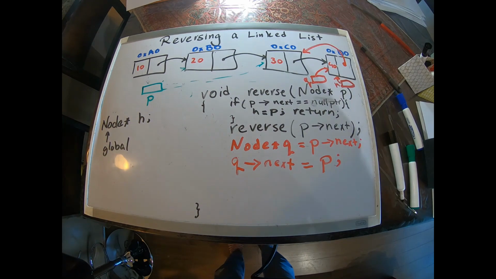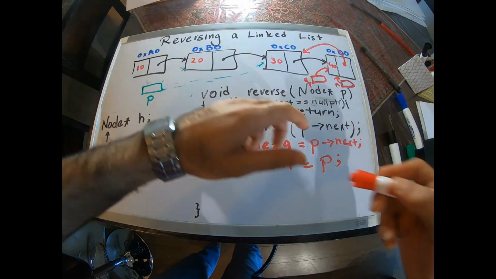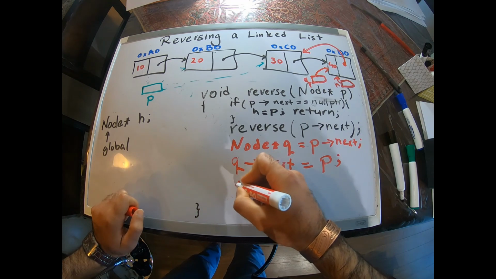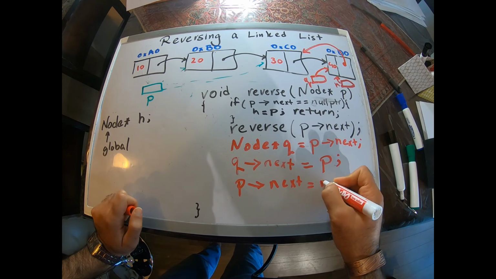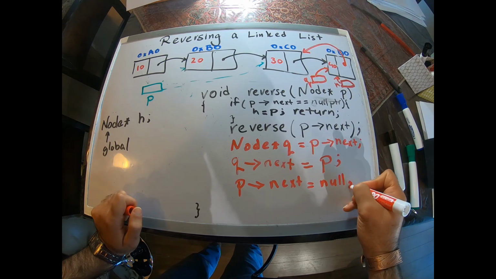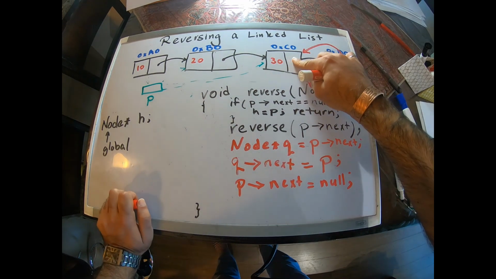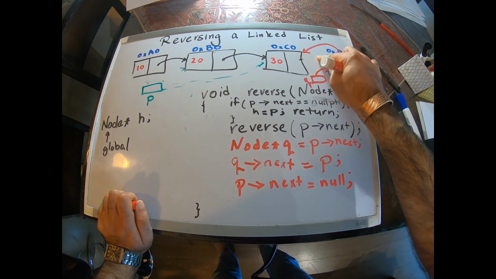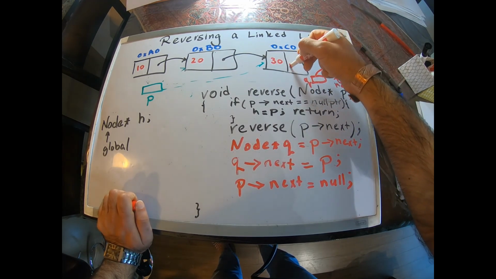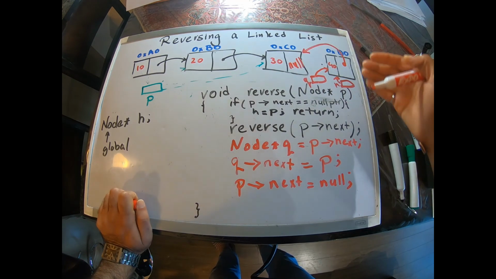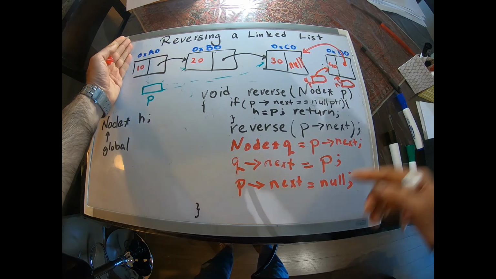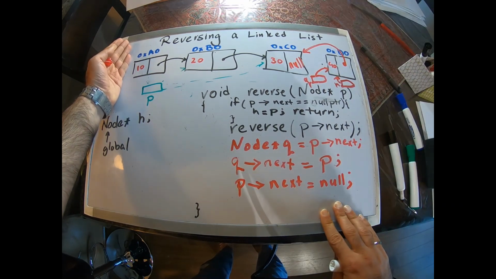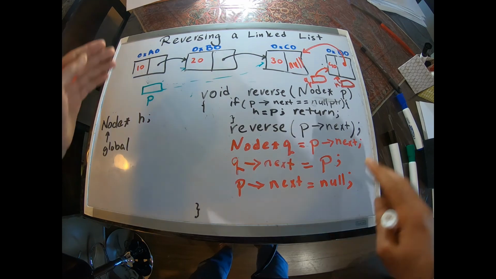And I can also remove this one. I'm going to say that P, I don't need this connection anymore. So I can say that P arrow next is equal to null, right? You might think that this is not going to be very necessary at this point, right? But we write this one so that once we get to the end of the linked list from this side, this is going to be taken care of.